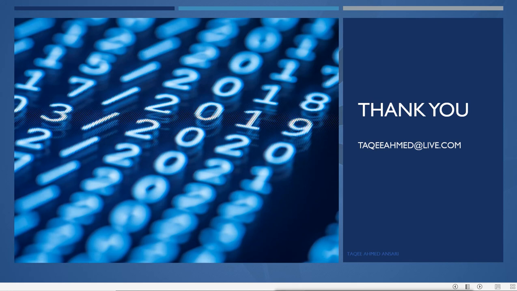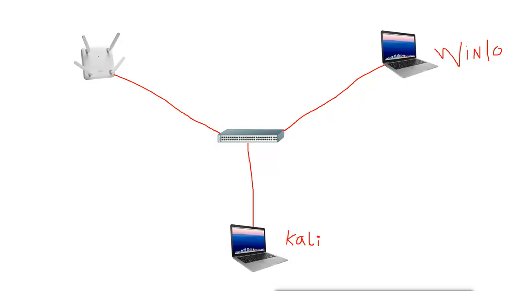Now I will show you how we can do the ARP poisoning attack and use a sniffing tool, and how those sniffing tools work. This is my Windows 10 machine here, and there is a wireless router which it is accessing. I'm accessing the internet.